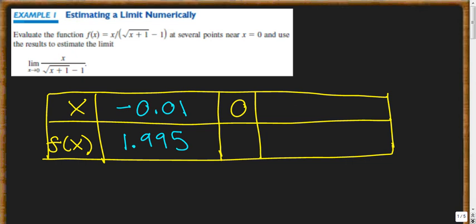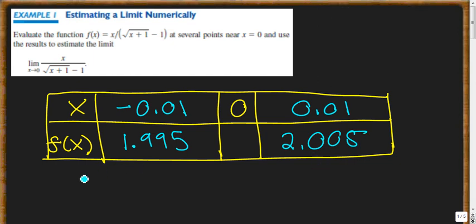Okay, 1.995. Now, from the other direction, let's say instead of negative 0.01, I pick a positive 0.01. Well, what answer am I going to get here? If I plug in 1/100, I'm going to get around 2.005. So pretty close.